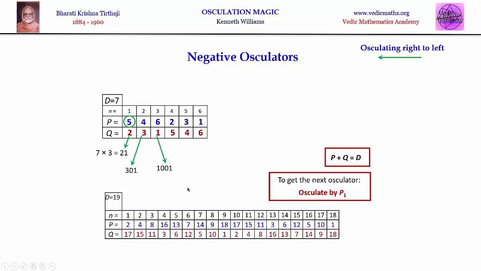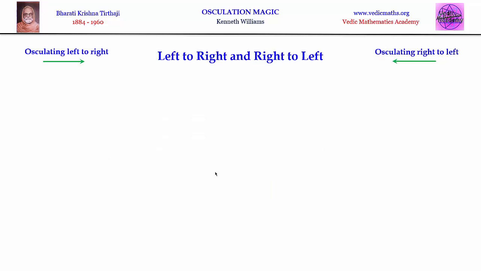And this is the table for 19 that we just saw. This is the full cycle of 18 oscillators, and you can see that the columns add up to 19 this time. In fact, we can oscillate from left to right as well as from right to left. I'd like to just show you that here.